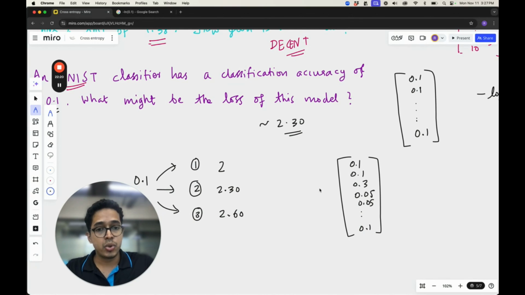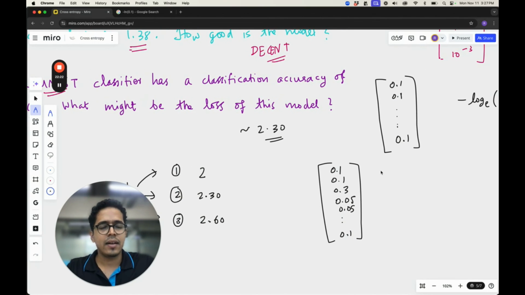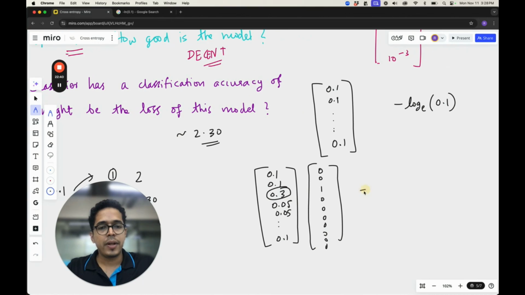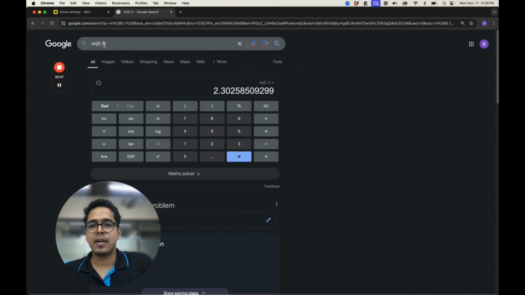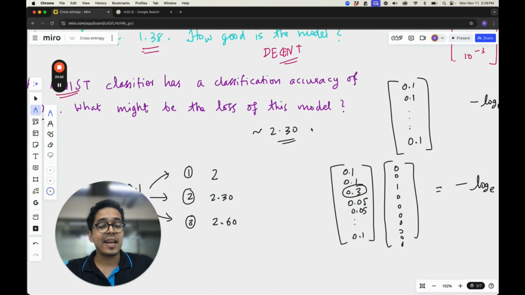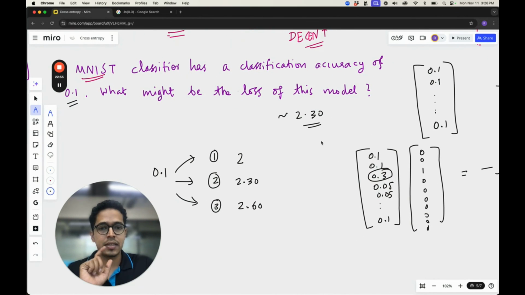Now, if the input is 2, the real label should be 0, 0, 1, 0, 0, 0, 0, 0, like 1, 2, 3, 4, 5, 6, 7, 8, 9, 10. It should be something like this. But let's say the model makes a prediction such that it is slightly more confident in making the right prediction, which means the cross entropy loss in this case would be minus logarithm e of 0.3 instead of 0.1. And what is minus logarithm e of 0.3? This is 1.2.